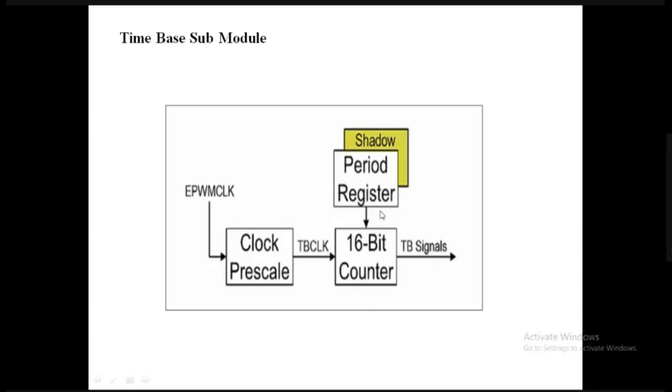This time-based period register is for the user's use, that is, it is for our use, it is our wish. If you want to put some value for any counter from 0 to 2 to the power 16, we can put that value into the time-based period register, and this register will actually determine the frequency or time period of your PWM signal. Now how that will happen, I will tell you in a minute.